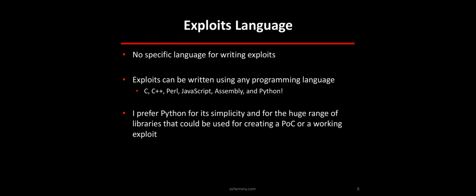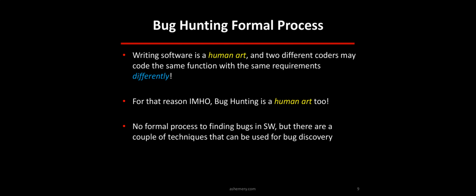I prefer Python because it's very simple, easy to use, and has lots of libraries. Even when you get stuck on something, if you just Google, you'll find many answers to your problem. Using it to create a POC or a working exploit is not that complicated, and that's what we are going to use in this course. Like I said, it's just preference, no reason other than that. So, bug hunting formal process.